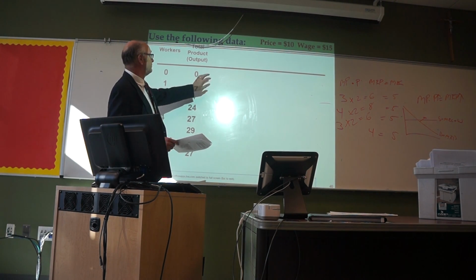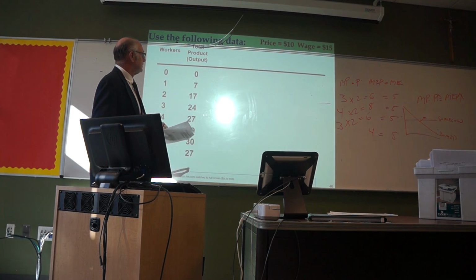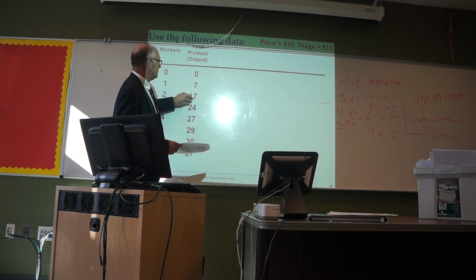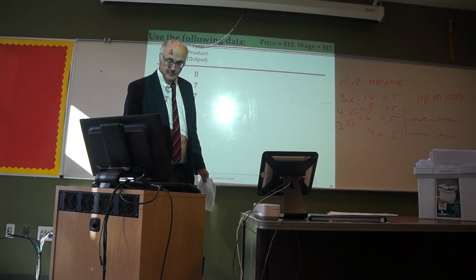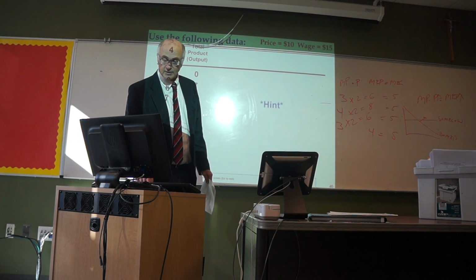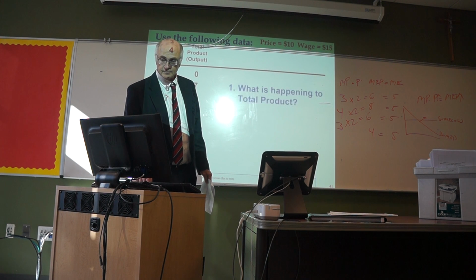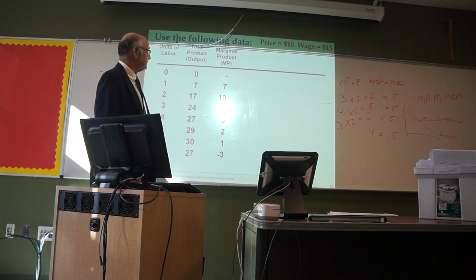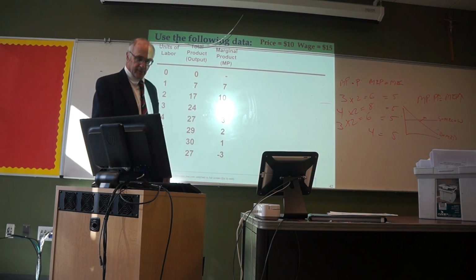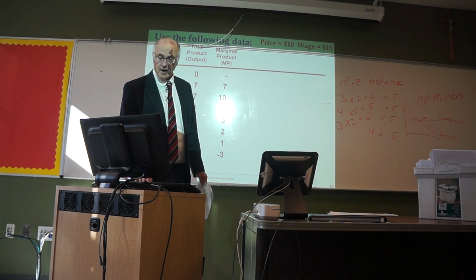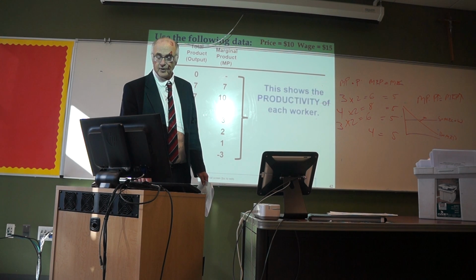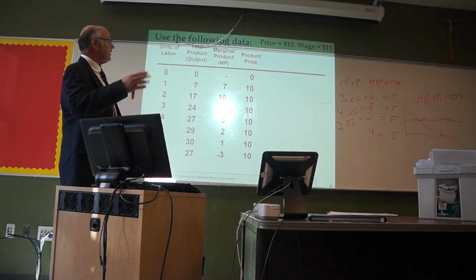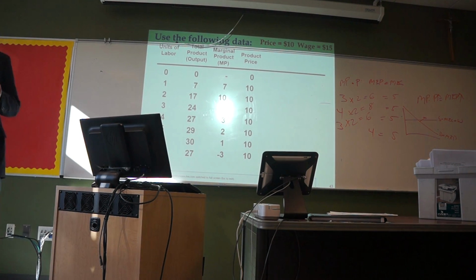Jared, what do you have for the MP for the first worker? 7. For the second? 10. Right, so 7 minus 0 gave you 7, 17 minus 7 gave you 10. The next thing is putting in the price, right? They put it up there as 10. You could just put in your price line. Okay, now I want you to figure out the MRP, all right?